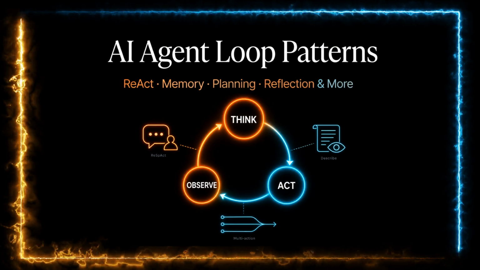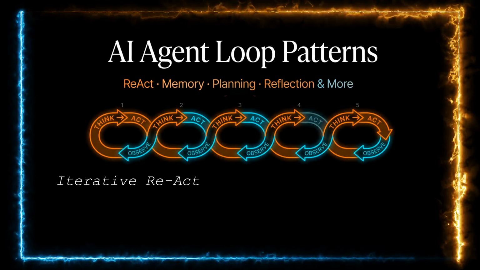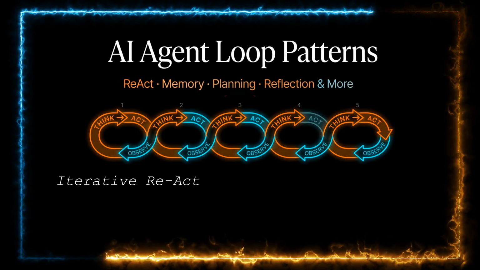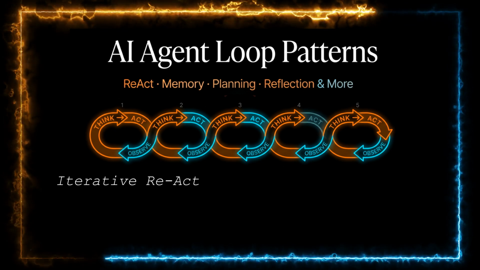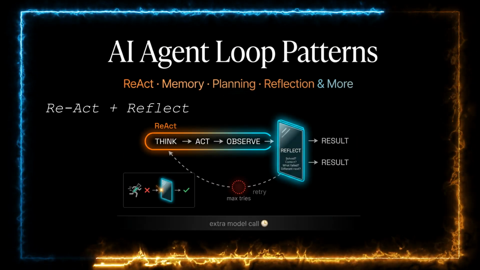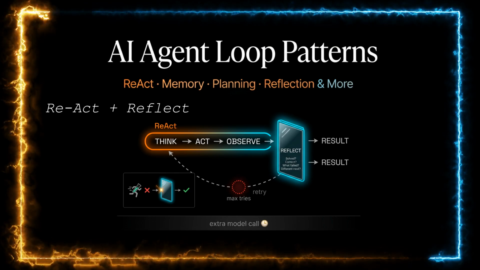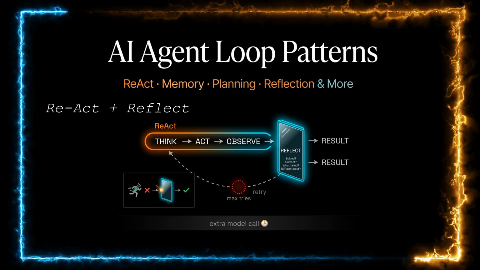easy to get wrong. First, Iterative ReAct, the same loop repeated on purpose, one step at a time until the evidence points you somewhere new. Then ReAct plus reflection. After you act, you pause and critique. Did that work? Before you retry with clear limits, so reflection doesn't run forever.